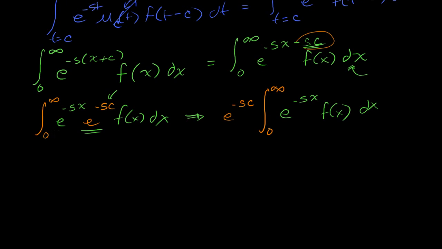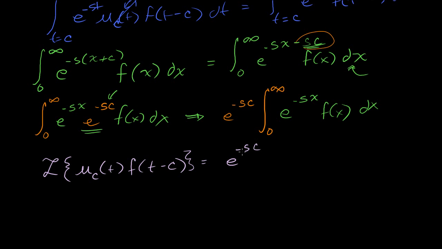We were taking the Laplace transform of the unit step function that goes up to c, and then it's 0 up to c, and it's 1 after that, of t times some shifted function f of t minus c. And now we got that as being equal to this thing. And we made a substitution. We simplified it a little bit. e to the minus sc times the integral from 0 to infinity of e to the minus sx f of x dx.